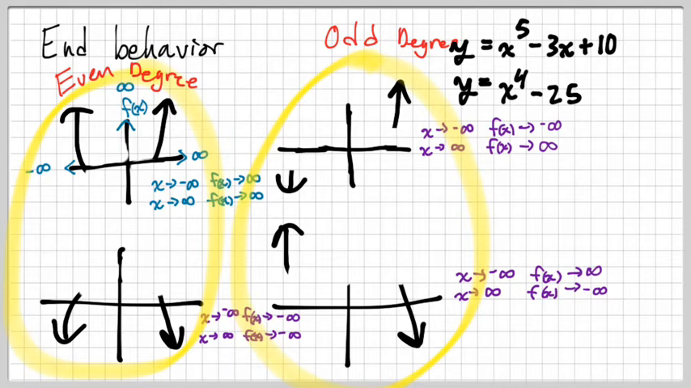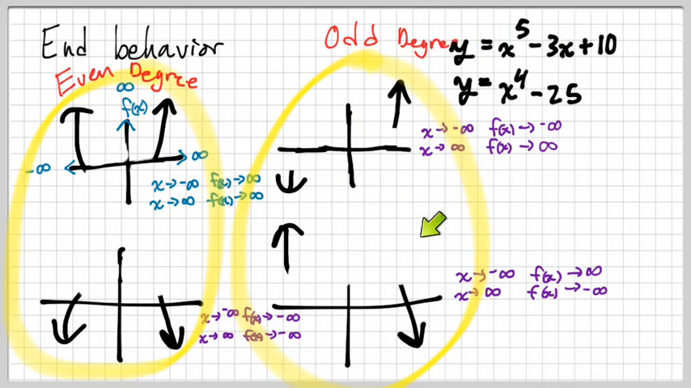Okay, this first function right here, I'm just calling it y. What is the degree of this function? 5. And it's not because the term is first, it's because that is the highest exponent. The highest exponent is always the degree. So if this is a 5, which graphs will we be considering for the end behavior for this function?